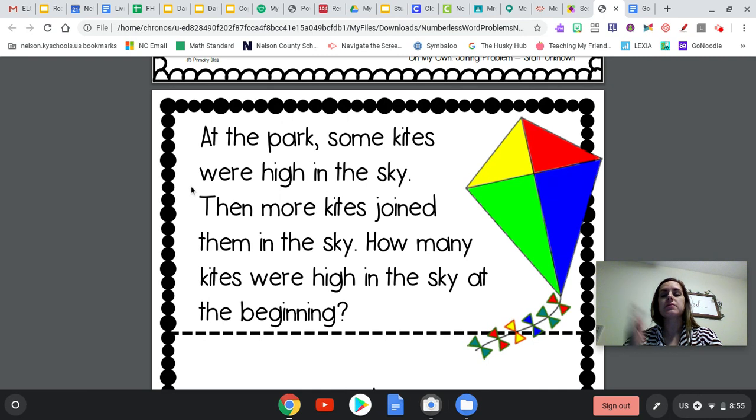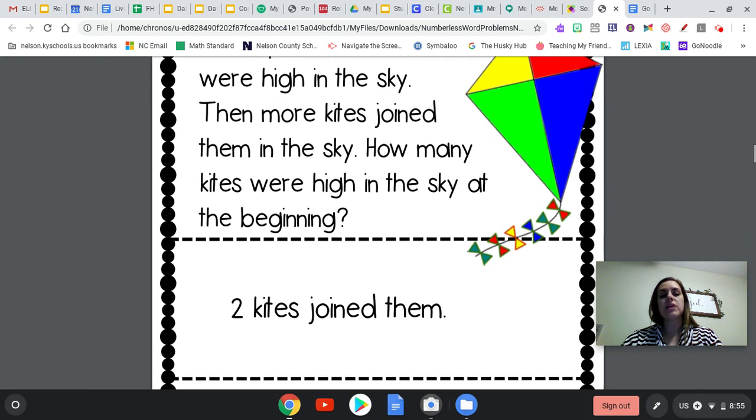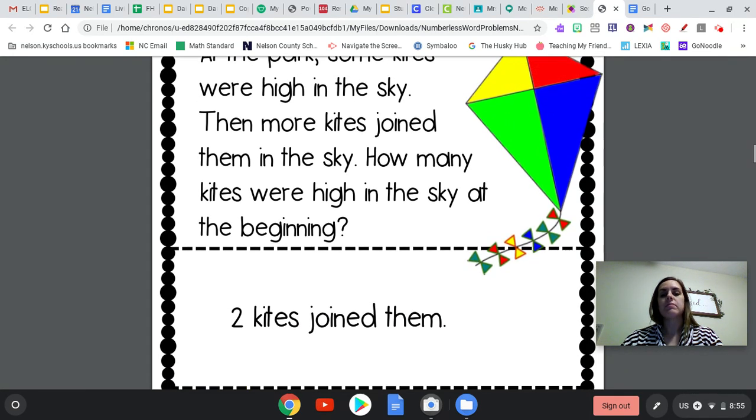So we know that there were some kites in the sky, and then more joined them. So we know that that number of some kites got bigger because it says more, and we know that more means the number gets bigger. So then it asks us a question. How many kites were in the sky at the beginning? It doesn't want to know after more came. It wants to know in the beginning when it just said some kites. No numbers yet. Now they give us some numbers.